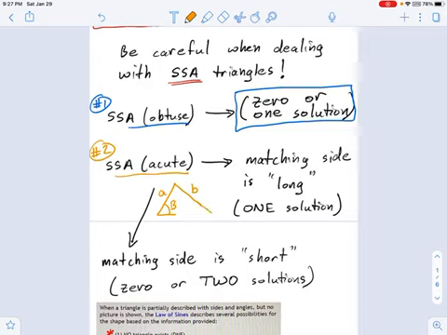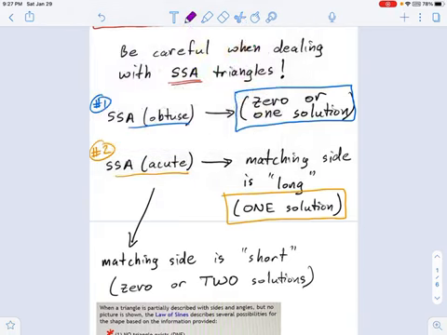See how long side B is compared to side A? That's going to lead to one possible triangle. You don't even have to worry about the D and E in this case. But if side B is short, I don't have a good picture here for that, so let me draw another one. If side B is short, I'll show you what that might look like.